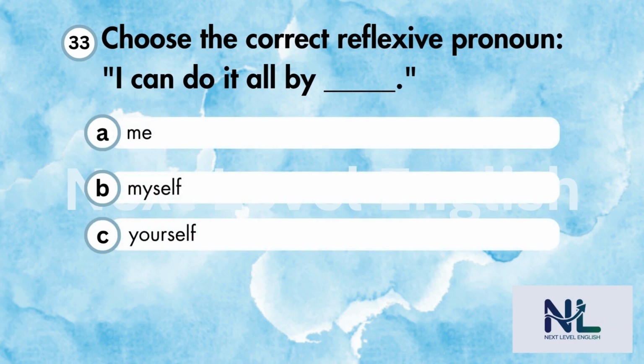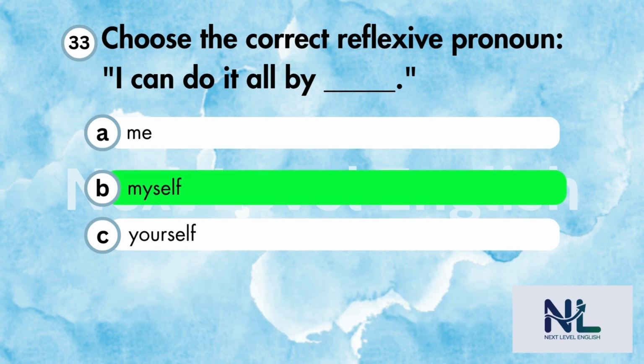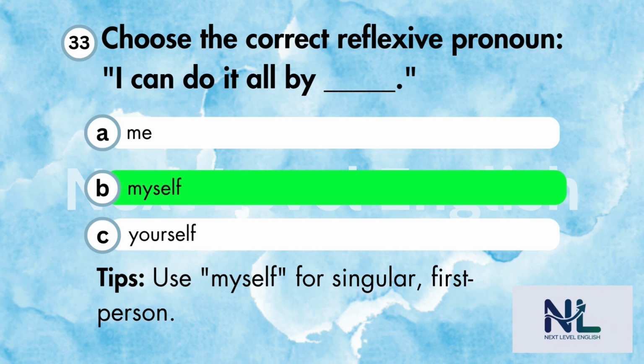33. Choose the correct reflexive pronoun. I can do it all by. Myself. Tips: use myself for singular, first person.